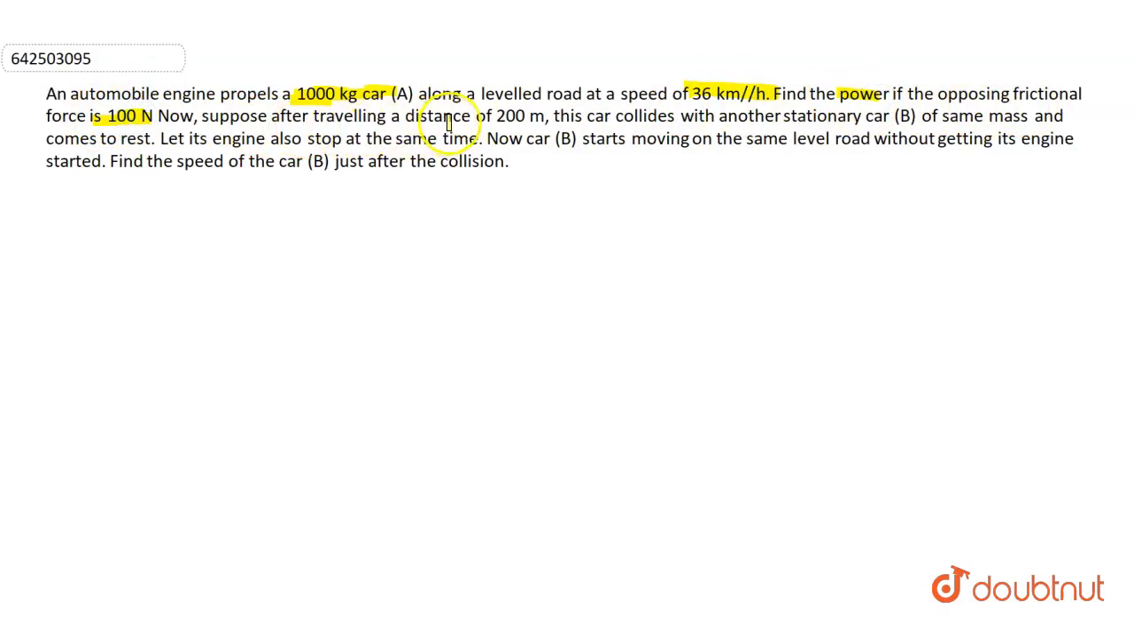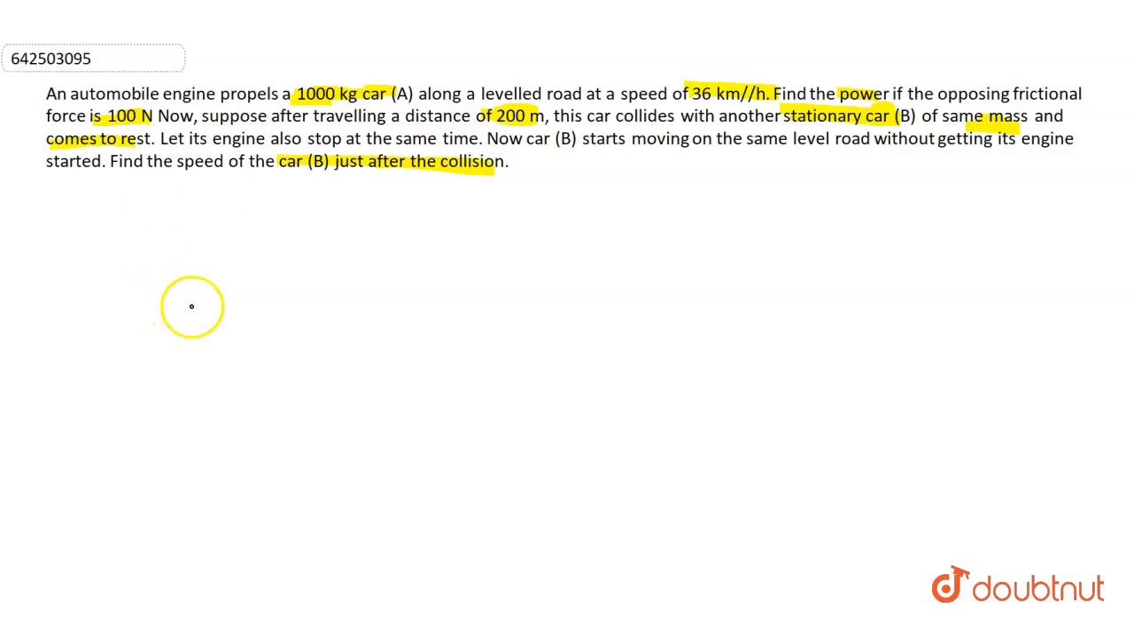Now suppose after traveling a distance of 200 meter, this car collides with another stationary car B of same mass and comes to rest. Let its engine also stop at the same time. Now car B starts moving on the same level road without getting its engine started. Find the speed of the car B just after the collision.